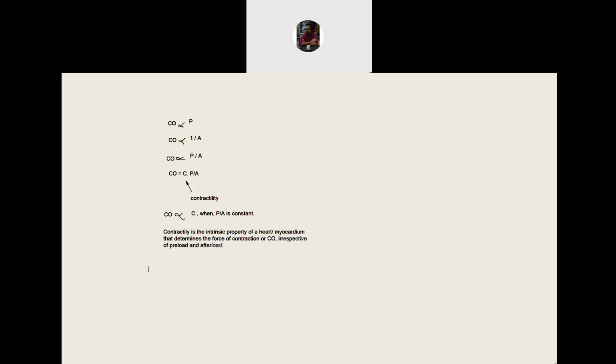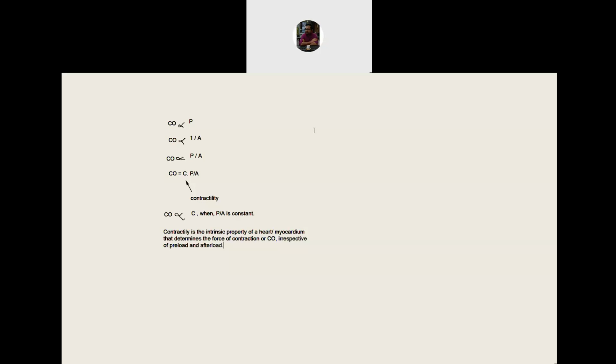Which means that contractility does not depend on preload and afterload. So what does it depend on? Cardiac output depends on preload and afterload, but not contractility. That's the intrinsic property of the heart. Even if the same preload and afterload are given to the heart of 3 different people, they will not generate the same cardiac output because they have different contractility.